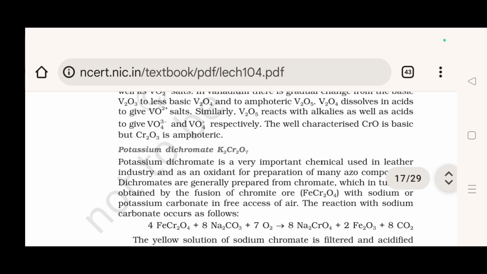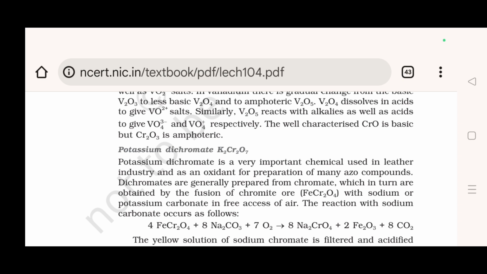Potassium dichromate, K2Cr2O7. Potassium dichromate is a very important chemical used in the leather industry and as an oxidant for the preparation of many azo compounds. Dichromates are generally prepared from chromates, which in turn are obtained by the fusion of chromite ore with sodium or potassium carbonate in free excess of air.